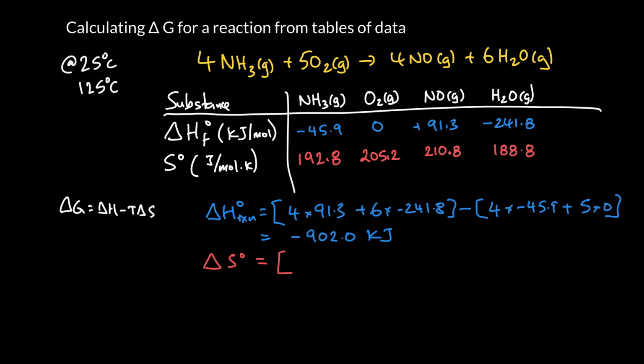Same thing with entropy, so I can use the third law values. Notice that entropies of elements are no longer 0. So I've got 4 NOs, so I take 4 times NO's value of 210.8. And I take 6 waters. Notice these gases have massive amounts of entropy. And I do the same thing for reactants, but now I'm subtracting. So I've got 4 times 192.8 for the ammonias, and 5 times my oxygen value of 205.2.